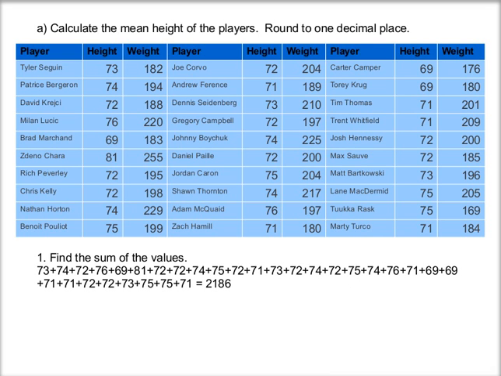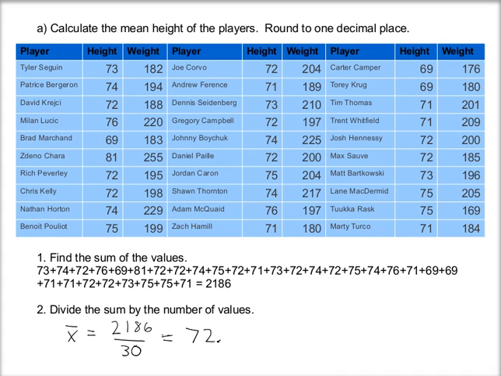And if I do that, I get 2,186 is the sum of all their heights. The second step to calculate the mean is to divide the sum by the number of values. So the mean x bar is going to be equal to 2,186 divided by the number of values, which is the number of players, 30. And if I plug that into my calculator, that's going to give me a mean of 72.9 inches. So that's the mean height of the players.